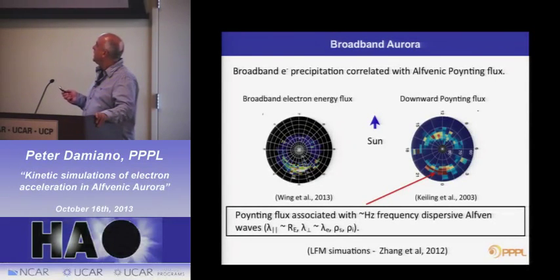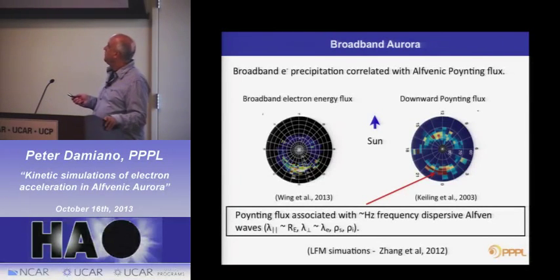So this is a plot of the broadband energy flux from the DMSP satellite, averaged over several passes. I think we would be interested in dayside processes. You just haven't thought in that direction.